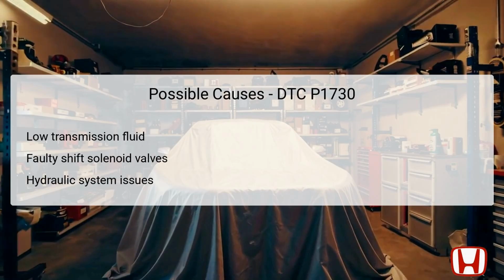Secondly, defective shift solenoid valves, A, B, or D, can fail to operate effectively, causing the transmission not to engage the appropriate gear. Lastly, issues within the hydraulic system related to these solenoids may affect their operation, leading to shifts that are either too harsh or fail to happen altogether. Identifying these causes early in the troubleshooting process is critical to ensuring a fast and effective resolution.